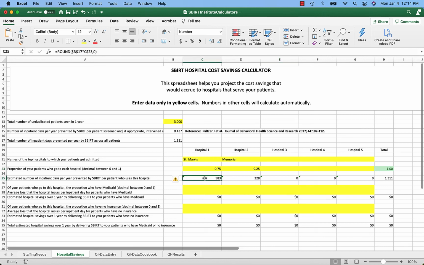Row 25 shows the number of inpatient days that SBIRT would prevent in each hospital if all patients are screened and, if appropriate, receive a robust intervention. Rows 27 through 33 calculate hospital savings separately for your patients who have Medicaid and your patients who have no insurance. For each hospital in row 27, enter a decimal for the proportion of your patients who have Medicaid. I'll enter 0.5 for each hospital.